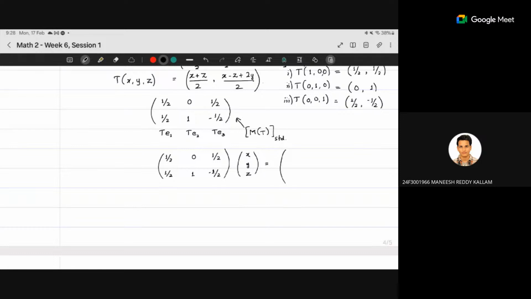Sir, could you repeat your question? What does this matrix multiplication give you? That is the simplified version of the question. The equation gives, which I've already written, (x + z)/2, (x + y)/2, and (x - z + 2y)/2.